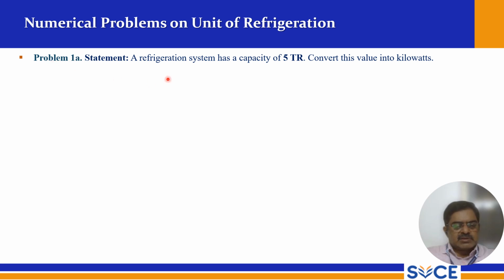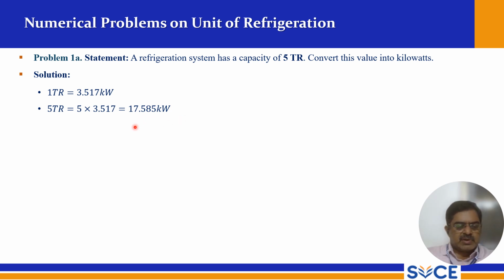Problem 1: a refrigeration system has a capacity of 5 ton of refrigeration. Convert this value into kilowatts. We know how to convert it. 1 ton of refrigeration equals 3.517 kilowatt. That's why you should remember these values, students. And 5 ton of refrigeration equals 5 into 3.517, equal to 17.587 kilowatt. So as simple as this, 5 into 3.517 will give you the kilowatts equal to 5 ton of refrigeration.